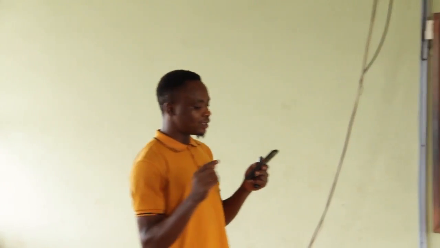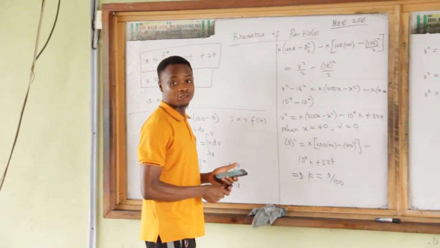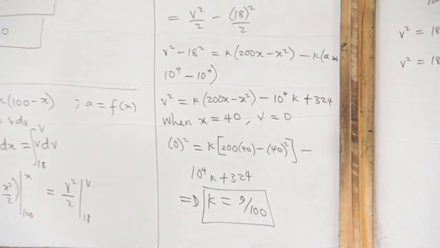So let's move on now. They said we should determine the value of k. We have done that part. k is equal to 9 over 100. So this is one of our solutions. Is it clear? It's part of our solutions.